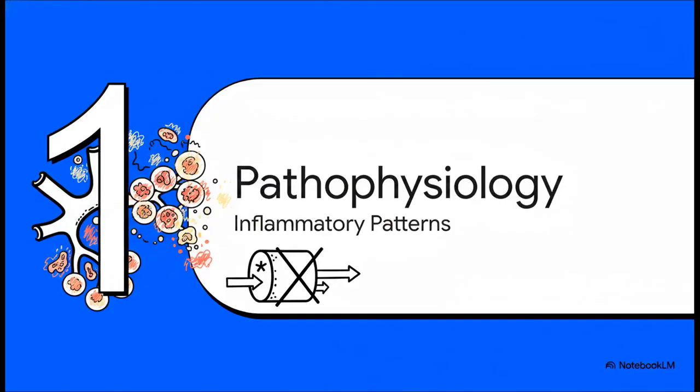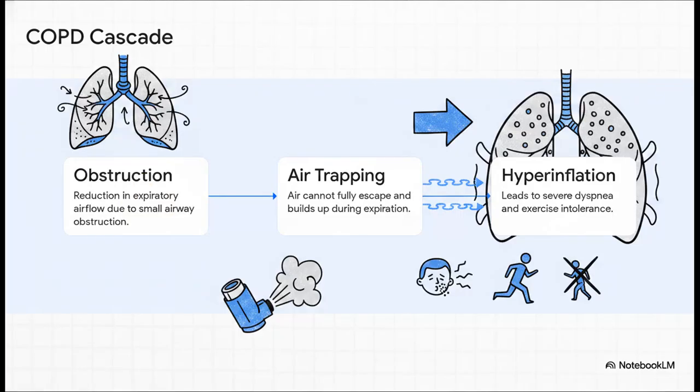All right, pathophysiology and inflammatory patterns. Before we can even think about prescribing a drug, we have to know exactly what we're fighting. What is actually going wrong inside a COPD lung at the mechanical and cellular levels? Okay, the central pathophysiological feature you absolutely have to have locked in for your exams is this specific sequential cascade.